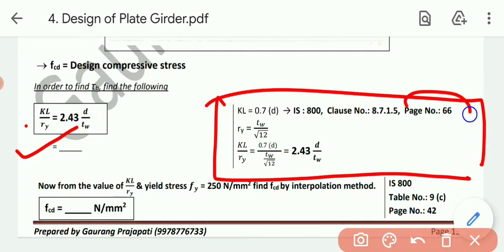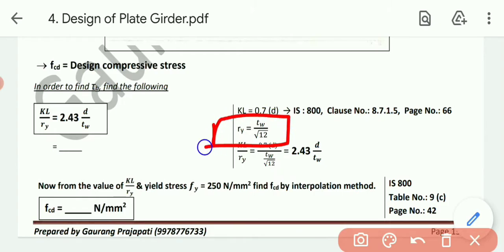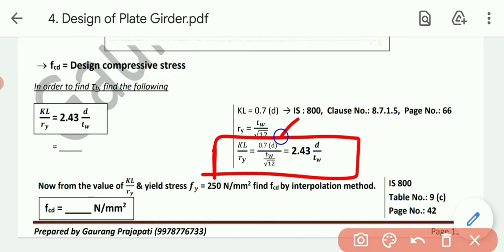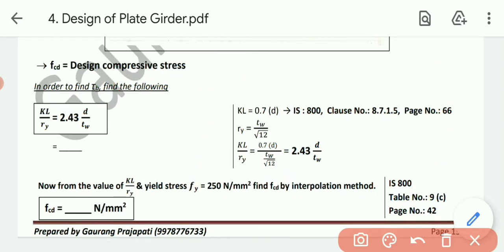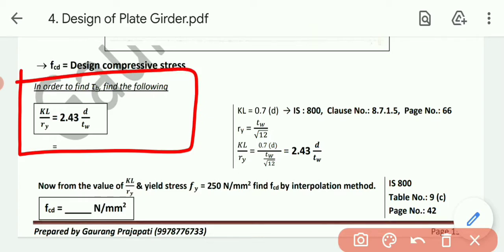As per page number 66, clause number 8.7.1.5 of IS 800, KL equals 0.7 times d, and ry, the radius of gyration, will be tw divided by root 12. Now once I take the ratio of these two terms, KL by ry is 0.7 times d divided by tw divided by root 12, so I will get 2.43 times d by tw. So I have got this formula from this explanation. You don't need to show any explanation in the exam, you can directly use this formula, KL by ry equals 2.43 times d by tw.